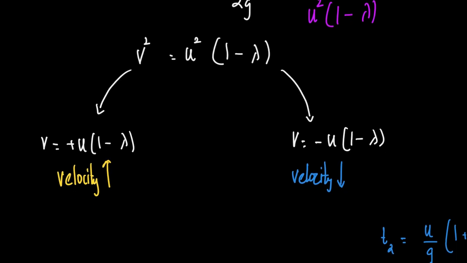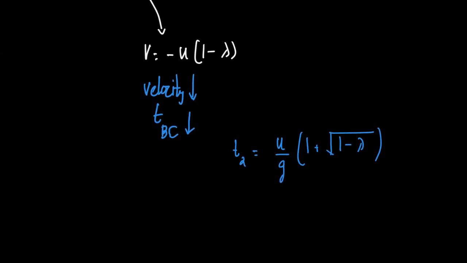This gives us two velocities. Why? If v square is equal to u square into 1 minus lambda, then v is either plus u root of 1 minus lambda, which is the velocity going upwards, or v is equal to minus u root of 1 minus lambda, which is the velocity coming downwards. Or in other words, this is the velocity at time t to reach B from A, and this is the velocity at time to reach B coming down from C. Going upwards, coming downwards.